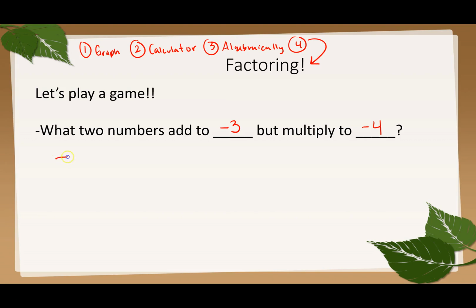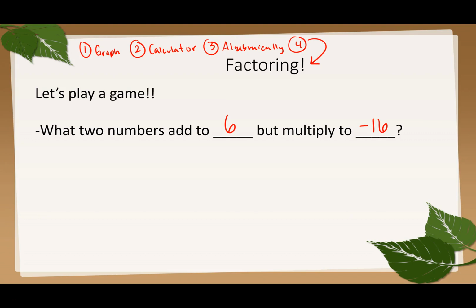All right, if you said -4 and 1, you are correct, or 1 and -4. So is -4 plus 1 equal to -3? Yes, it is. Is -4 times 1 equal to -4? Yes, it is. All right, let's do one more and then we'll move forward. Okay, what two numbers add to 6 but multiply to -16?